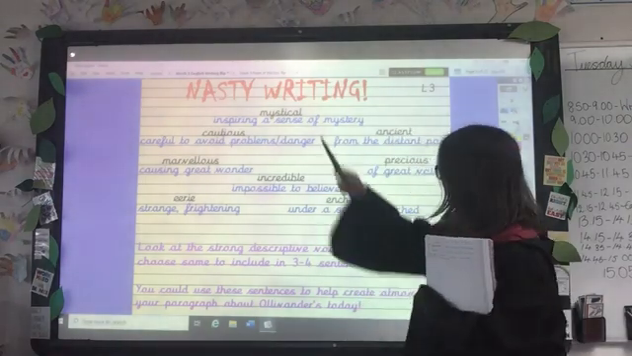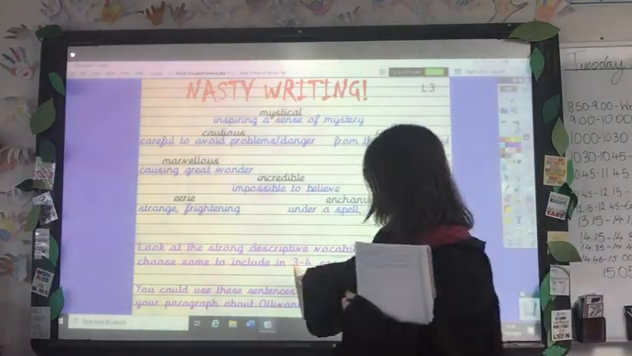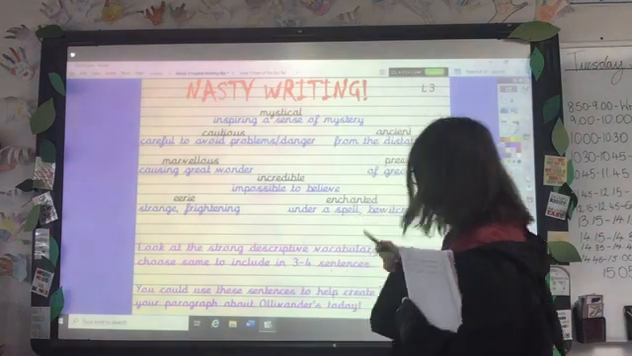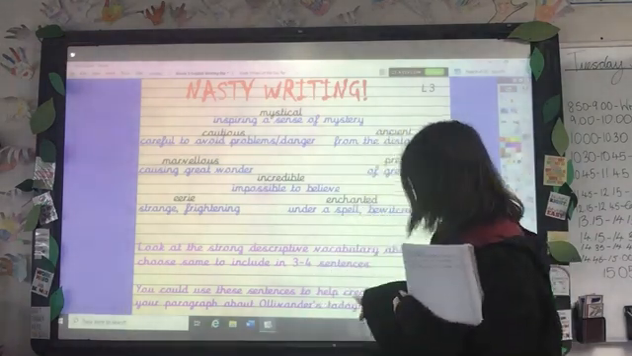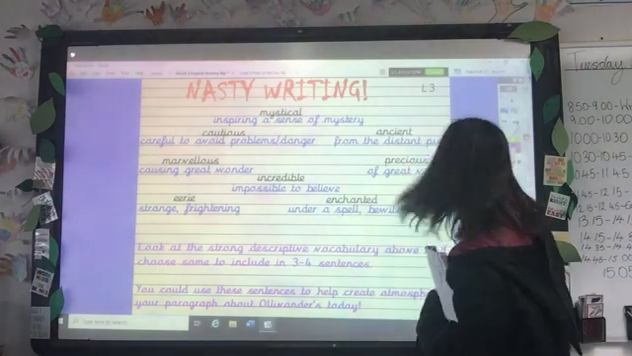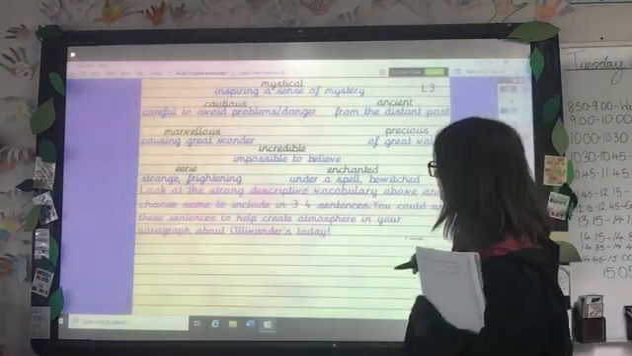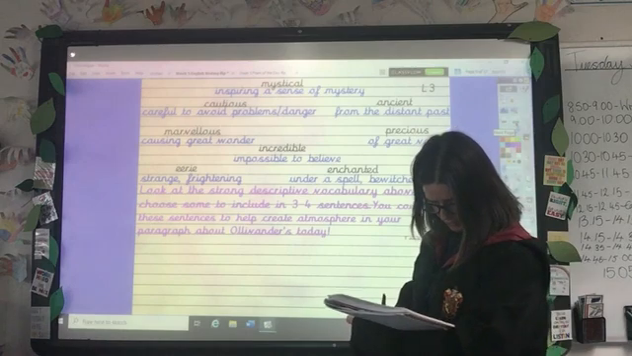So look at these words, and I would say try to write 3 to 4 sentences today that use some of these words in them. You don't have to use them all. Maybe these sentences could help you with your writing about Ollivander's wand shop today. So I'm just going to give you one example that I thought of.